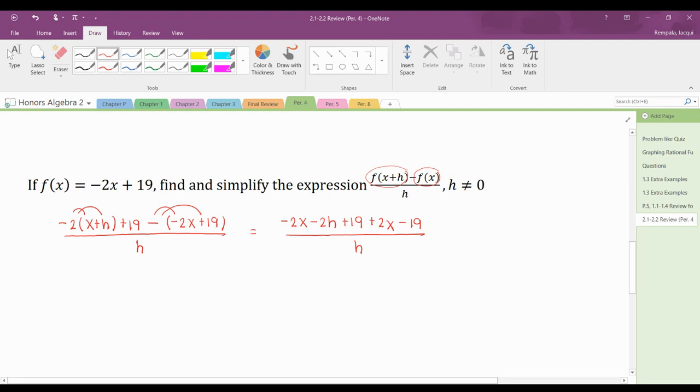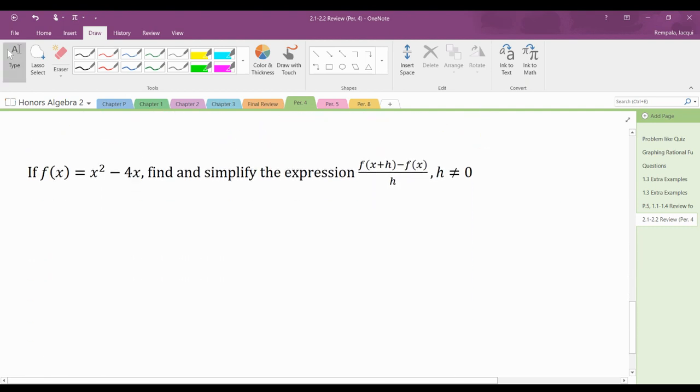Now that I've gotten rid of the parentheses, I can start combining like terms. I see that I've got a negative 2x and a positive 2x, so those are going to cancel out. I've got a positive 19 and a negative 19, so it looks like those are going to cancel out. So that only leaves us with a negative 2h on the top, and then it's being divided by h. Because I have an h divided by h, my final answer will then just simplify down to negative 2.